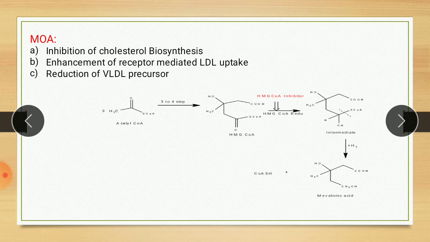The increased amount of LDL receptor may also increase direct removal of VLDL and IDL, and these lipoproteins are precursors of LDL, so this action may contribute to overall lowering of plasma LDL cholesterol. So the main mechanism of action is inhibition of this enzyme, due to which biosynthesis of cholesterol decreases.